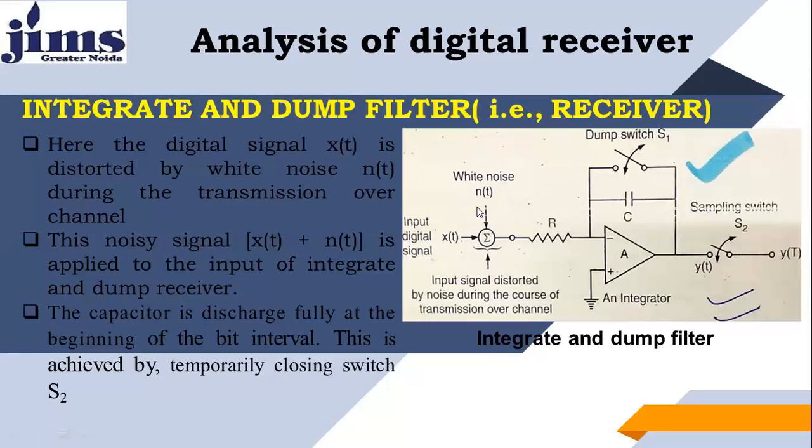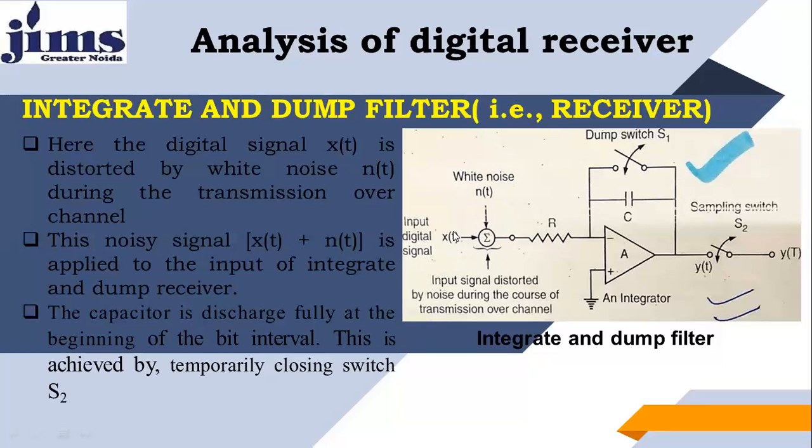So this x(t) plus n(t) reaches the receiver, or you may say the input of the receiver, or the input of the filter. The filter is a part of the receiver, right? So this noisy signal x(t) plus n(t) is applied to the input of the integrate and dump receiver. So we have to apply this x(t) plus n(t), right?